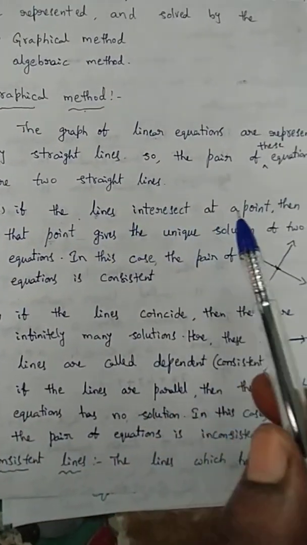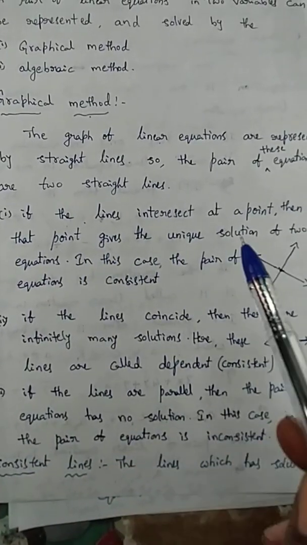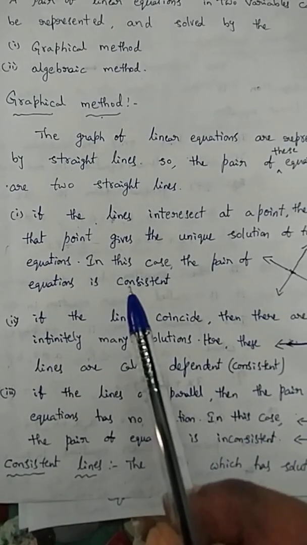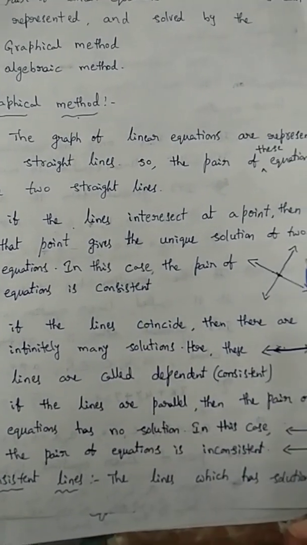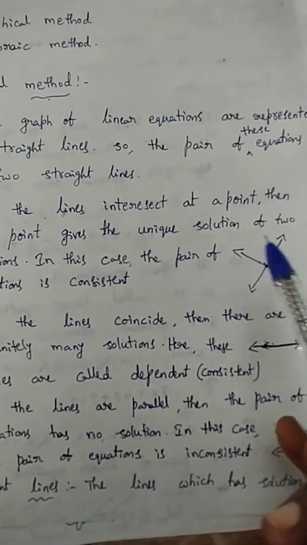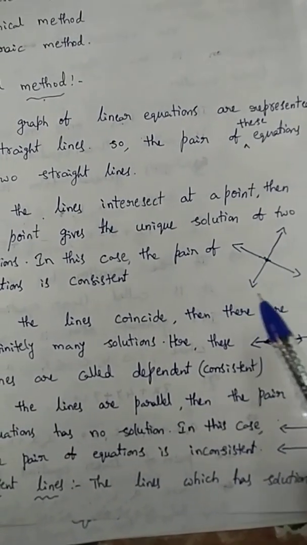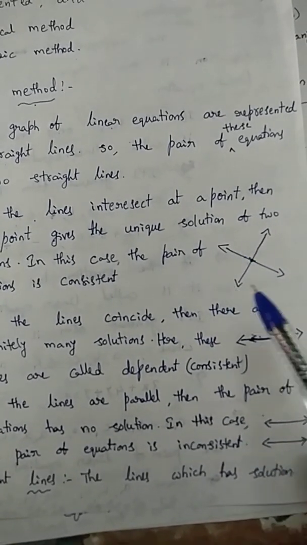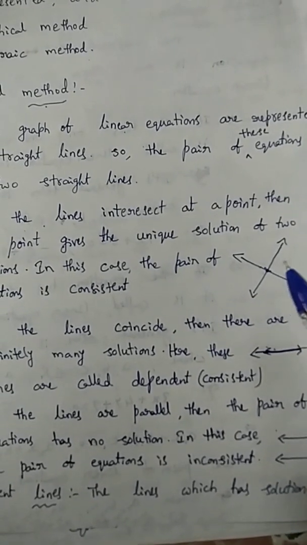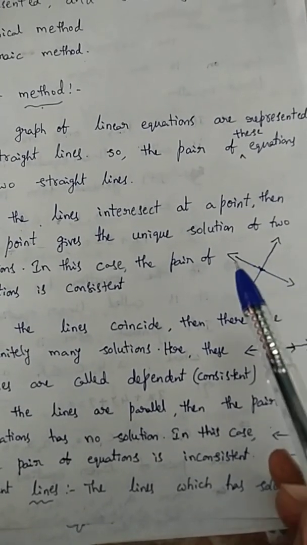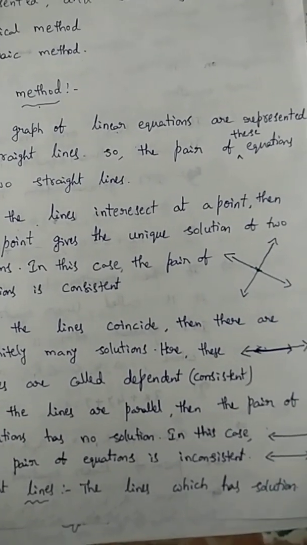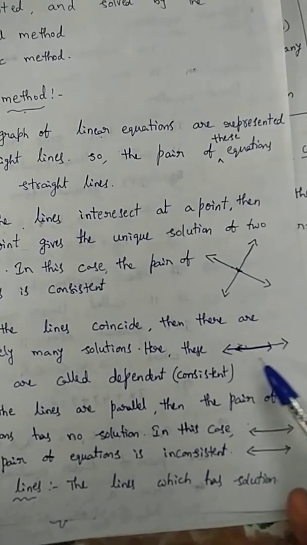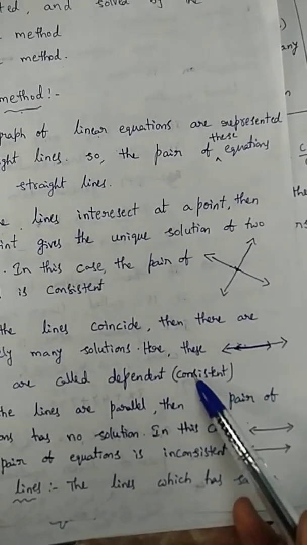Okay, if the lines intersect at a point, then that point gives the unique solution of the two equations. In this case, the pair of equations is consistent. We can call these two lines consistent lines. Consistent means the lines which have solutions. Okay, if they have no solution, then those are inconsistent lines. Parallel lines have no solution, so those are inconsistent lines. Here they have an infinite number of solutions, so those are consistent.